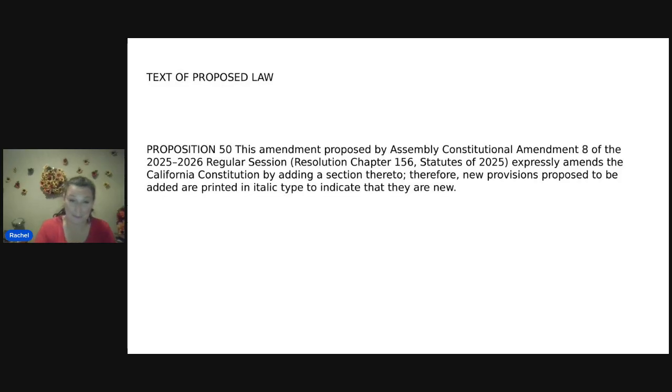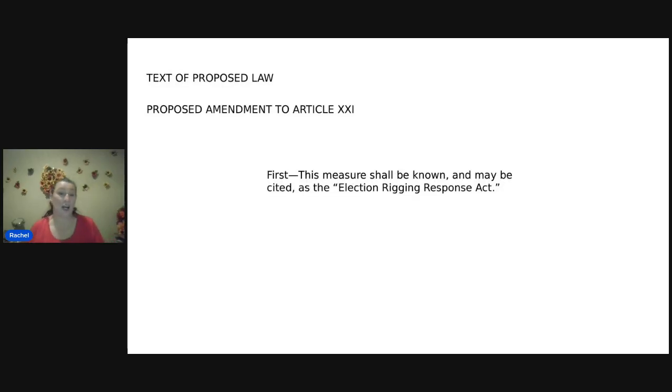All right. So they're basically putting an amendment into the Constitution of California, and in this one, it's Article 21. First, this measure, so here it is. This measure shall be known and may be cited as the Election Rigging Response Act.